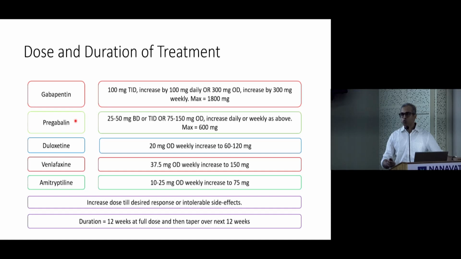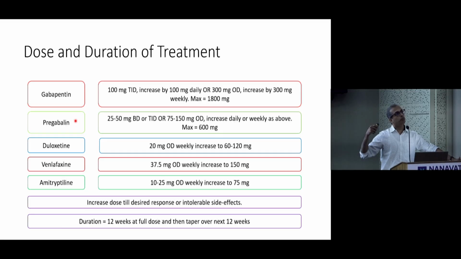So how do I choose drugs? Gabapentin: there are two ways in which you can choose. You can choose 100 milligram TID to start with, or 300 milligram once a week, and then up-regulate the dose as and when, according to the response that you are looking at. If the patient improves by 50%, or even 30%, you can maintain at that dose for at least 12 weeks. So till 12 weeks the patient should be having a good amount of pain relief. After that you can start.